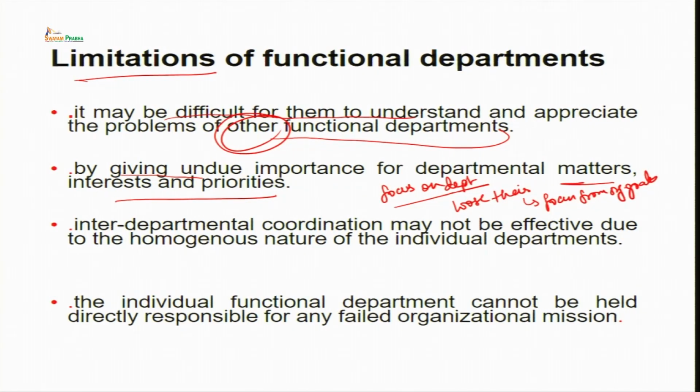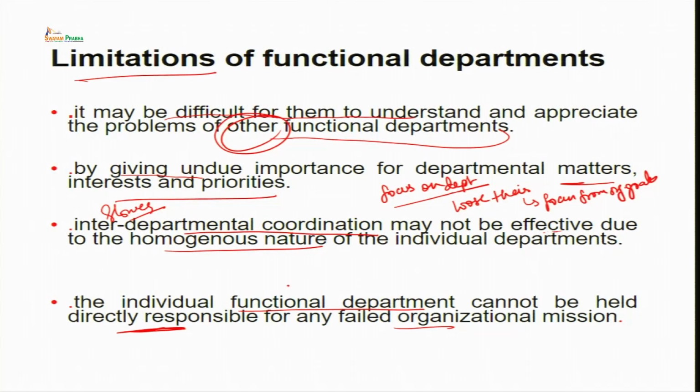So, that can be a limiting factor, and decision making is likely to be slower in organization with functional departments. This is because interdepartmental coordination may not be effective due to the homogeneous nature of individual departments. And finally, we can say that fixation of responsibility and accountability for organizational results may be very difficult, because the individual functional departments cannot be held directly responsible for any failed organizational mission.